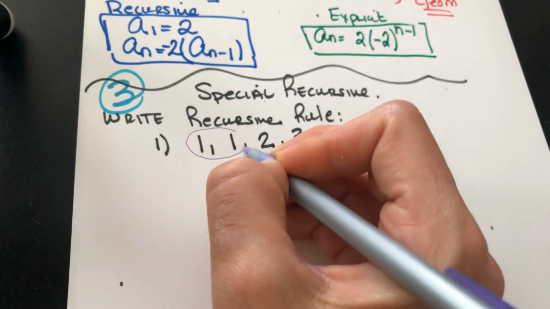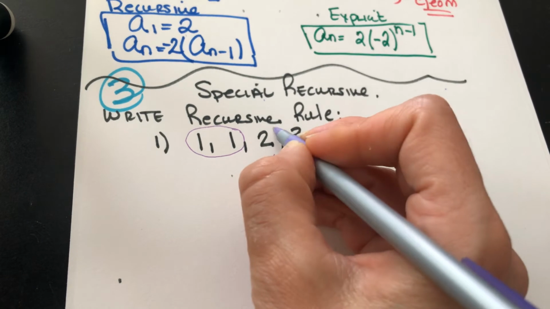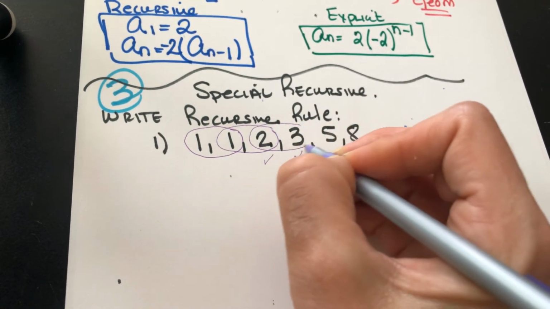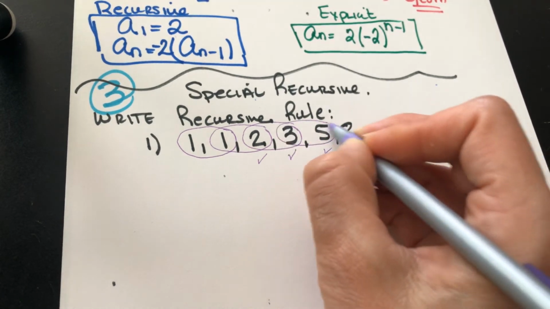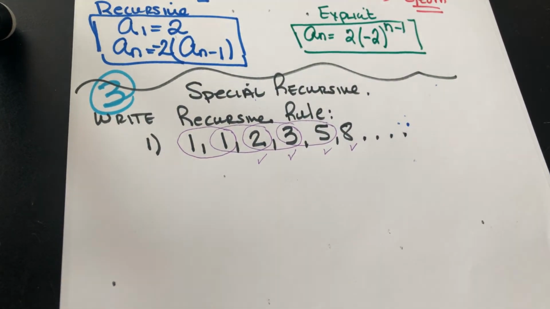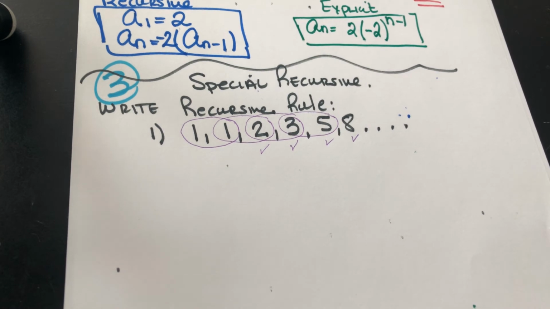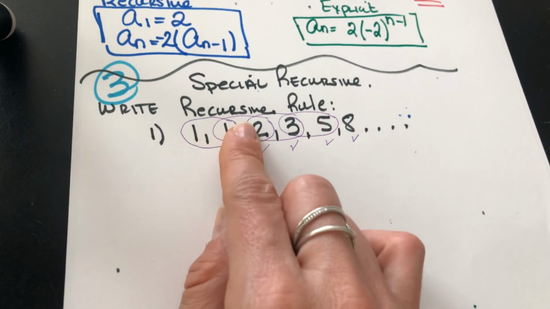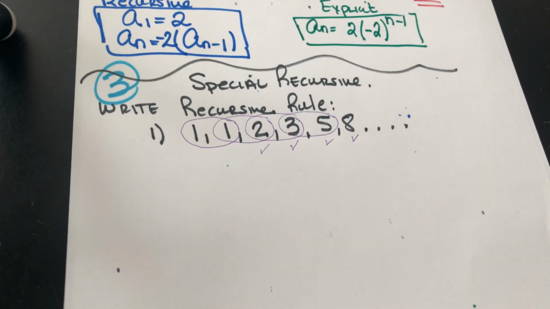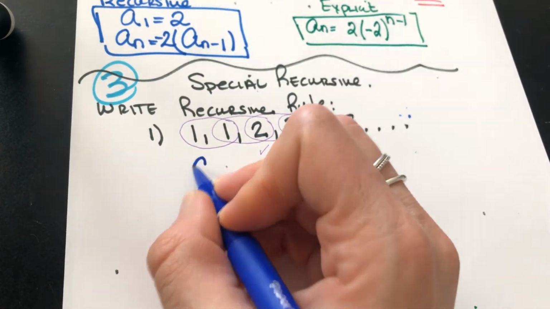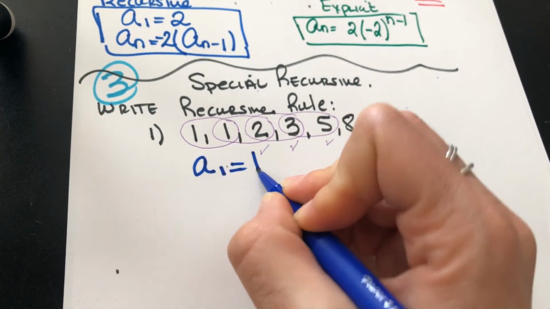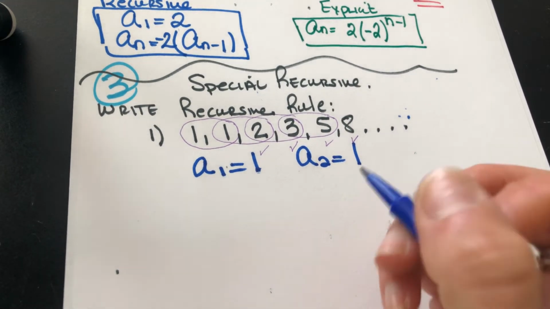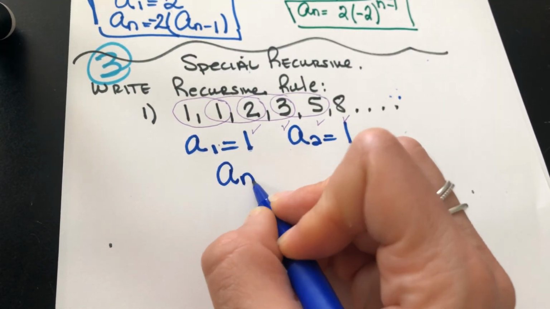Question, what's 1 plus 1? 2. What's 1 plus 2? 3. 2 plus 3, 5. 3 plus 5, 8. So sometimes you want to think of it in your head of how it's done. And what's happening is we're taking the 2 terms prior, adding them, and that's how we get the third. So in this problem, very, very important, you need not only the first term, you also need the second term. Very important. And then here is your rule.